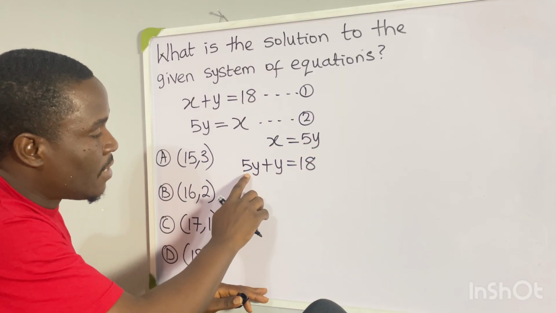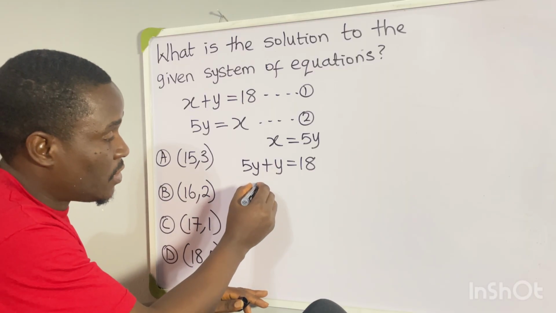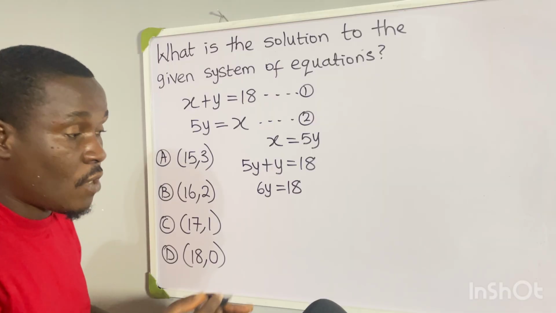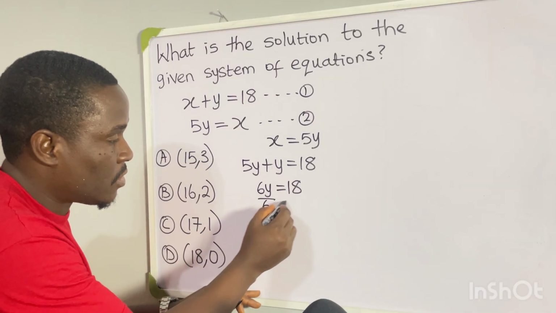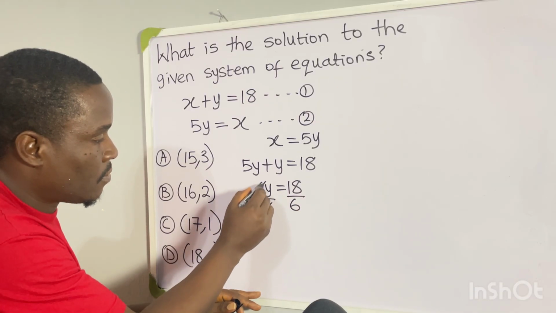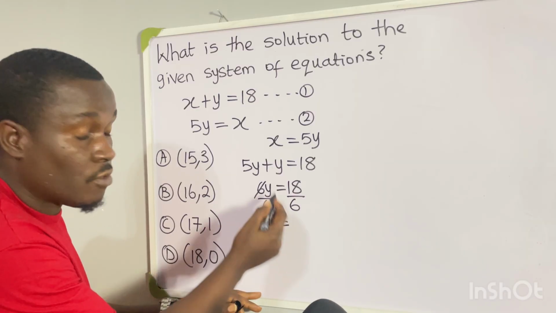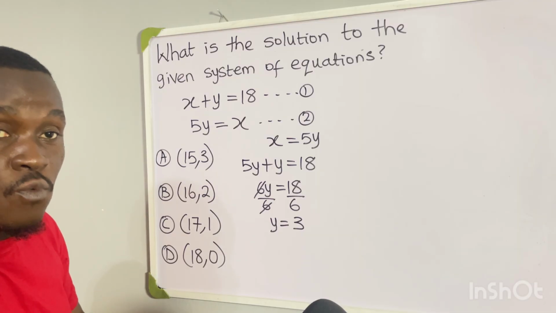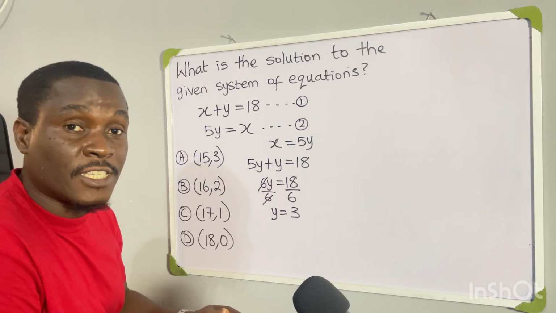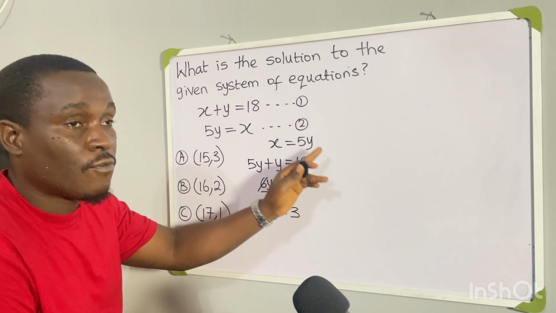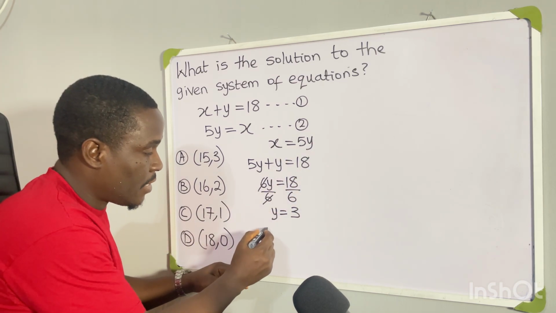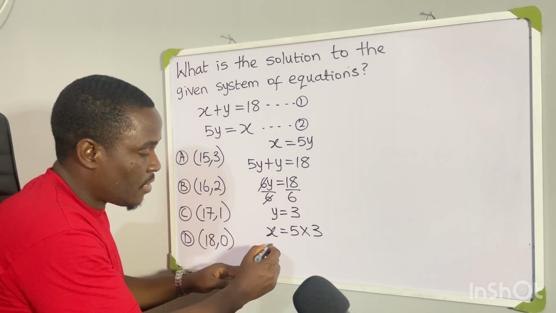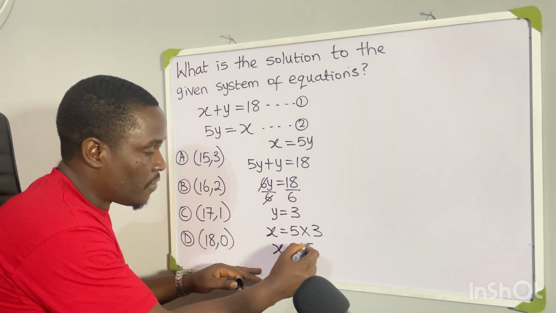So now we can say 5y plus y will give us 6y is equal to 18. To get the value of y, we divide both sides by 6. y is equal to 18 divided by 6, which is going to give us 3. So this means the value of y is equal to 3. We have already established that x is equal to 5y. So if y is equal to 3, x is equal to 5 times 3. Therefore, x is equal to 15.